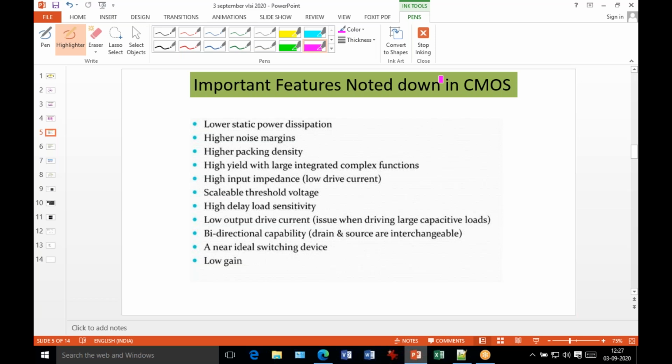Another thing you have to carefully measure here is, in case of CMOS, the power dissipation. So what is the meaning here?